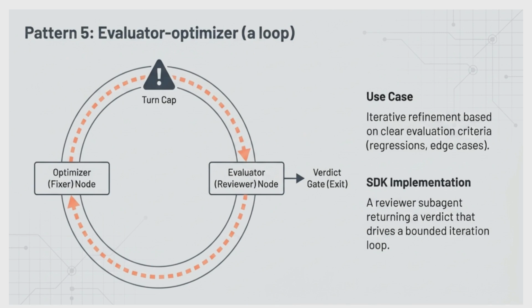The fixer proposes a change. The reviewer critiques it against your criteria, and if the critique finds real issues, the fixer revises, repeating until the reviewer is satisfied, or you hit a turn cap. The optimizer produces the first candidate fix before any feedback exists. The bounded loop caps iterations at 3, so the cycle can never run forever.